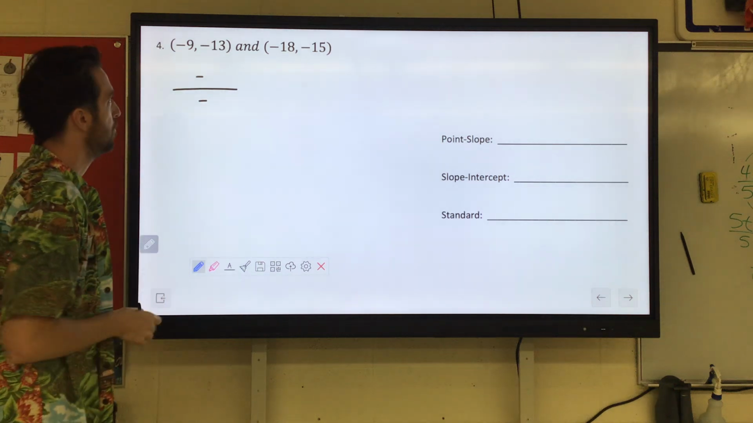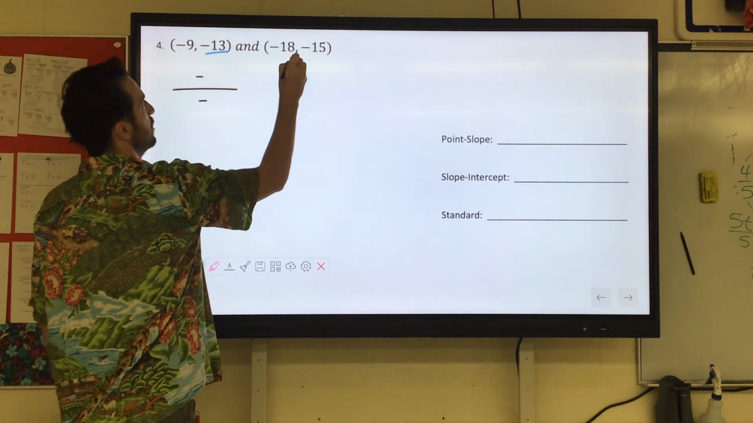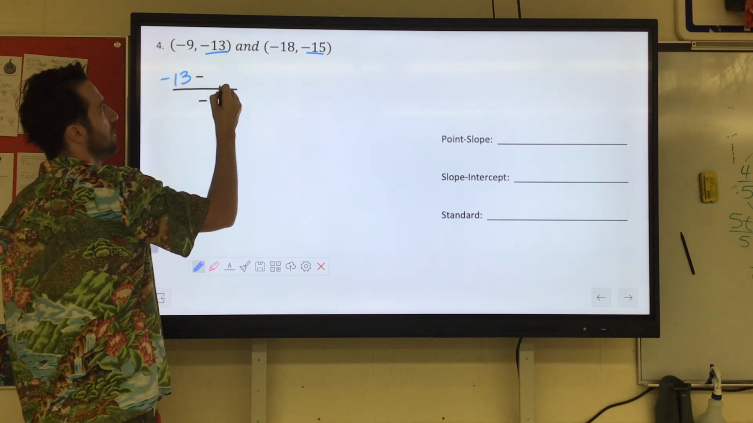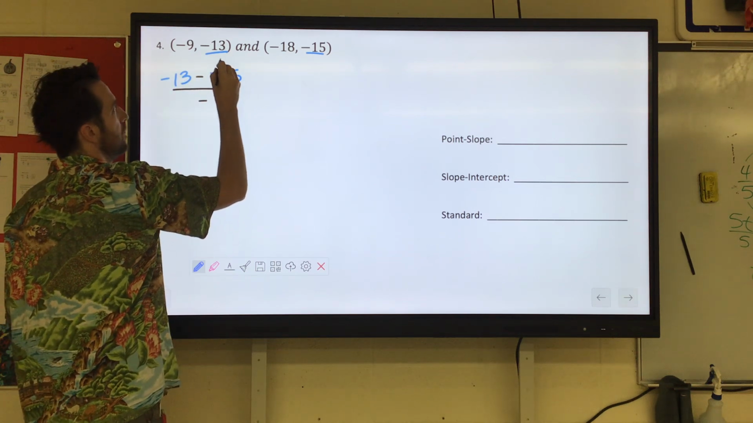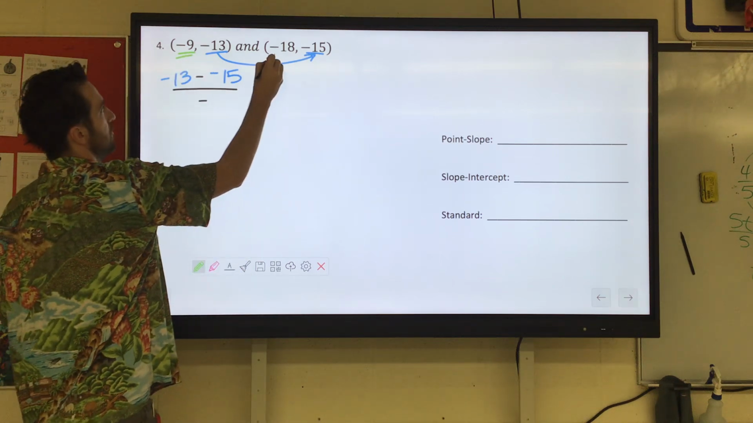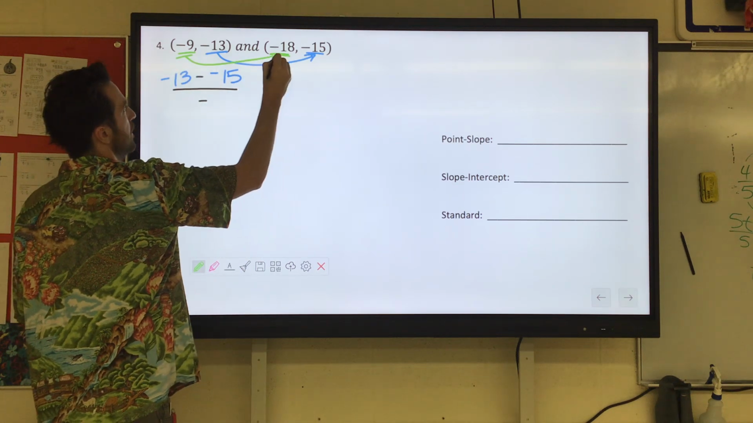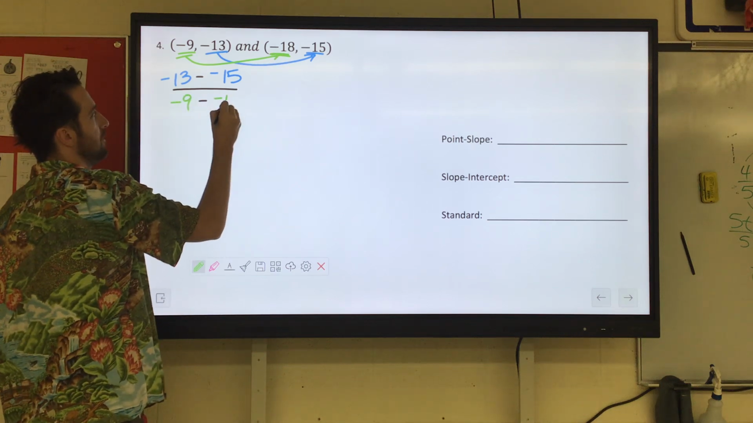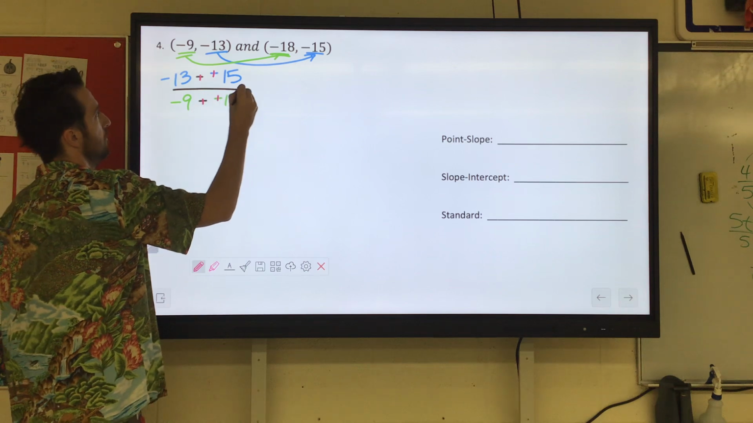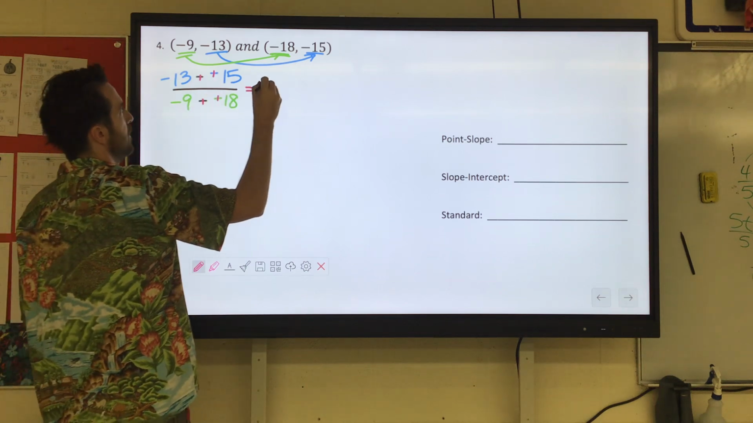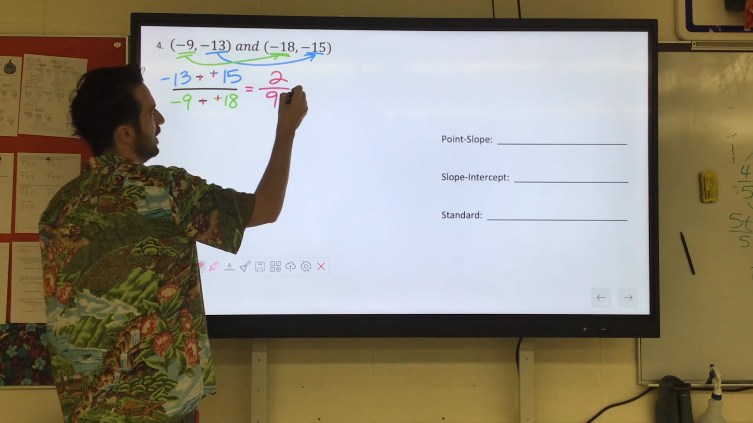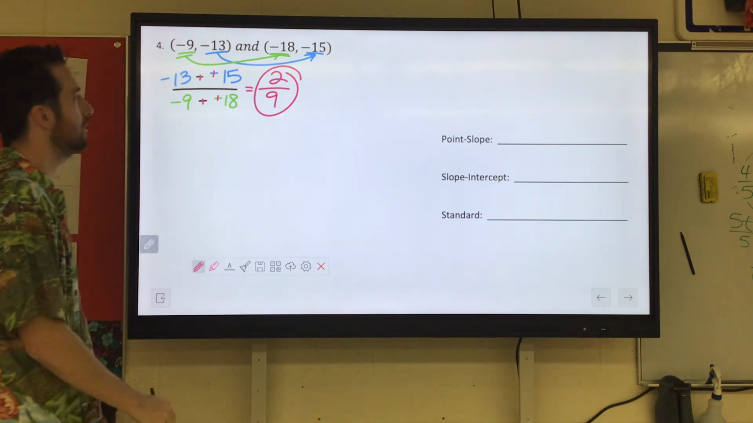So we'll subtract our y's in the numerator. Our y's are negative 13 and negative 15. Let's say I did it in that order. Negative 13 minus negative 15. We started here, went there. We'll do the same order for the x's in the denominator. Negative 9 minus negative 18. Those minus negatives will turn into plus positives. Negative 13 plus 15 is 2. Negative 9 plus 18 is 9. Can't simplify that anymore, so we'll have 2/9.